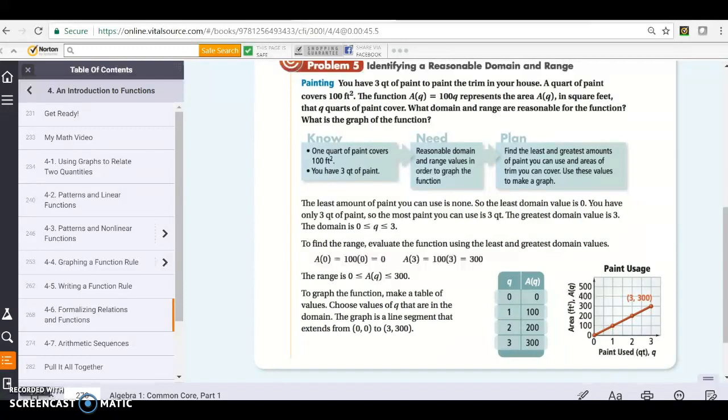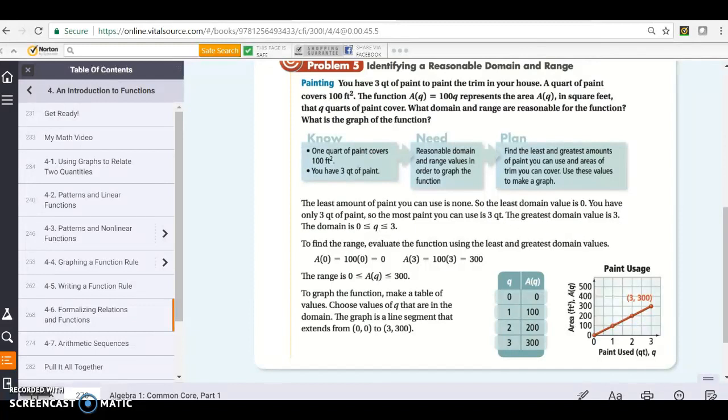So let's talk about what we know first. We know that 1 quart of paint covers 100 feet squared. You have 3 quarts of paint. Reasonable domain and range values in order to graph. So we need to plan at least the greatest amounts of paint you can use in the areas to trim and cover, and use these values to make a graph.